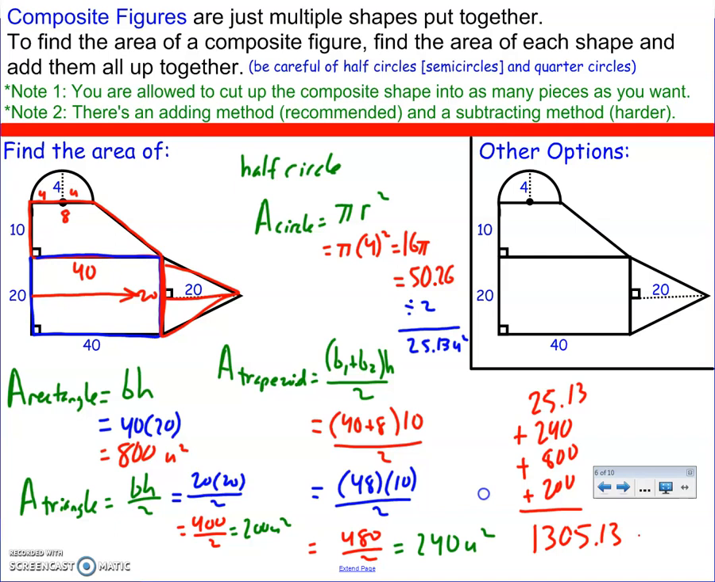1305.13. No units given, so units squared. So that's a pretty complicated problem. Now I had some other options. Some people don't like trapezoids. They might make this a rectangle and a triangle, and that's fine. You could also do 2 triangles here instead of 1 like I did.